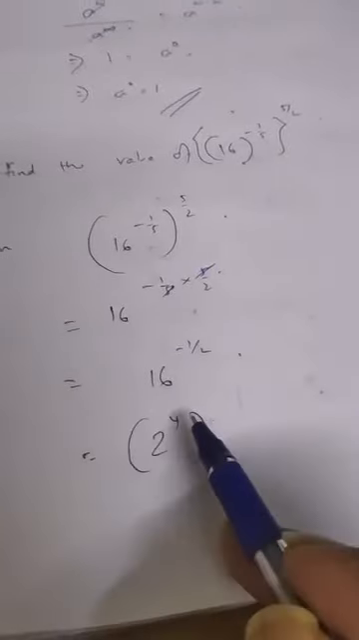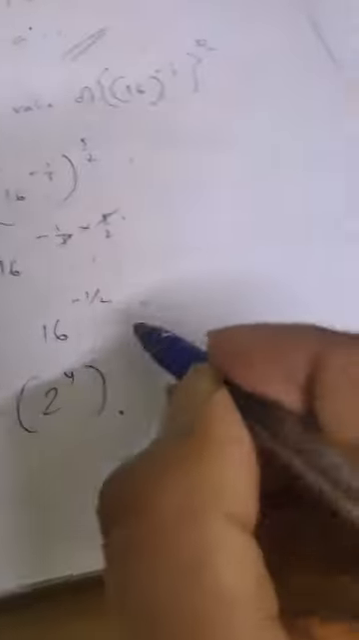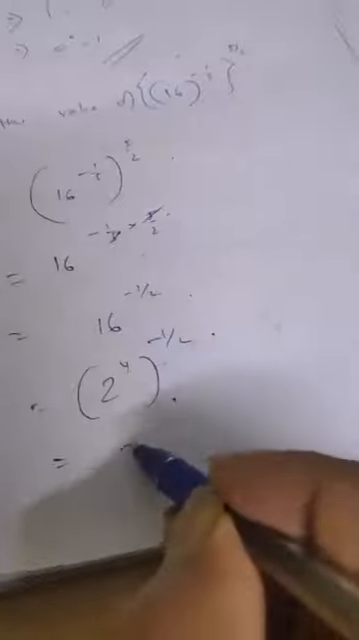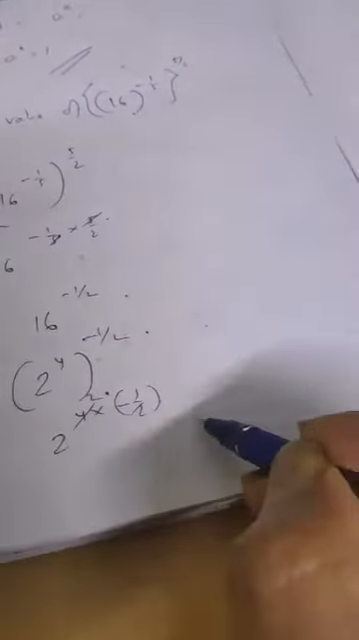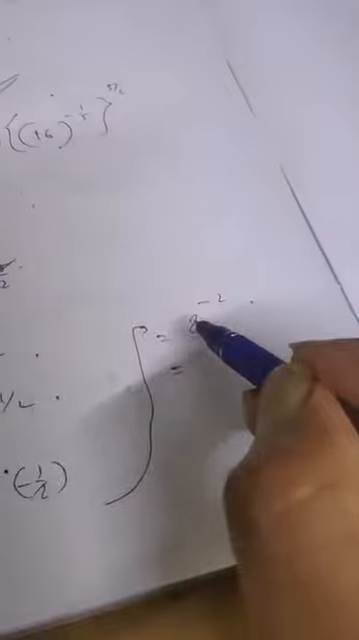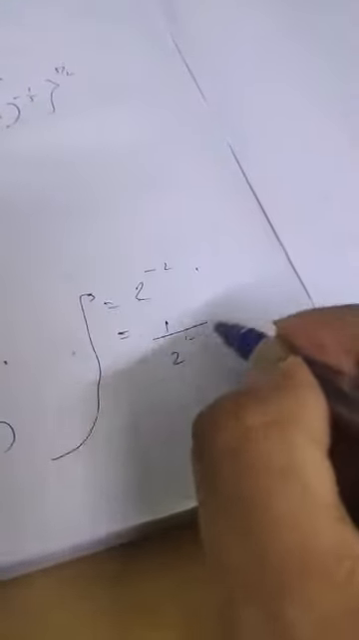16 we can write as 2 to the power 4. 2 is a prime number, prime power. So 2 to the power 4 whole to the power minus half. Again a to the power m whole thing to the power n is a to the power m into n. 4 into minus half, it will become 2 to the power minus 2. A to the power minus n is 1 by a to the power n. So 1 by 2 square. And what is 1 by 2 square? It is 1 by 4.